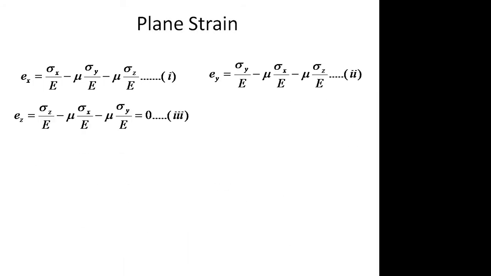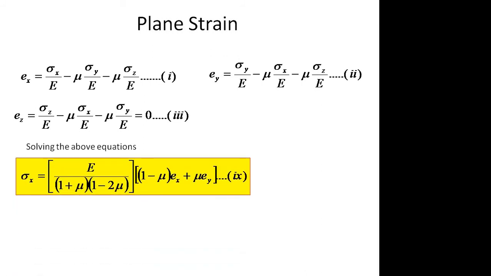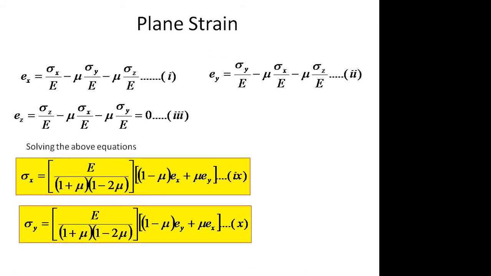So now come to the previous equation for plane strain. Previously we removed the sigma Z component, but now we cannot remove the sigma Z component. Instead, what we said is Ez is equal to 0. So this is the equation for Ex, this is the equation for Ey, and this is the equation for Ez, and we are equating it to 0. So now we have three equations, right? From these three equations we can solve and find the equation for sigma x and sigma y.